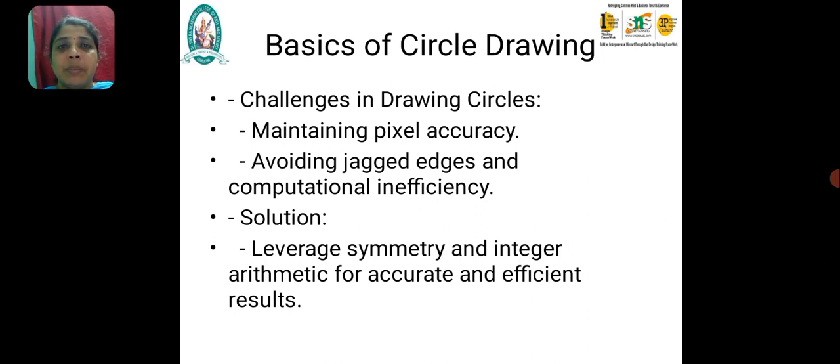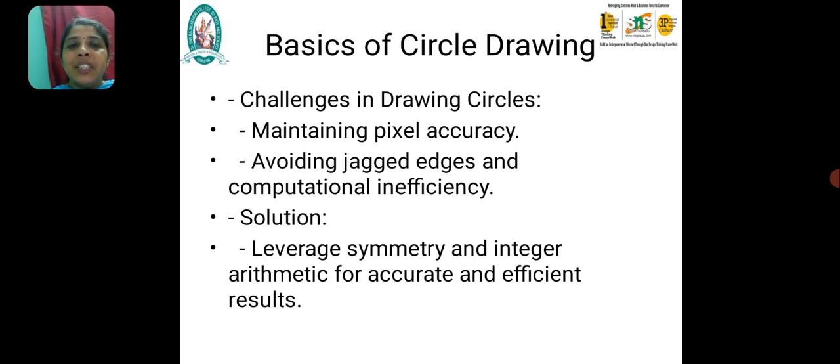Here the word pixel means picture element. Each and every element or object is made up of a number of smaller tiny dots, so we have to maintain pixel accuracy, and then only can we get exact images. So maintaining pixel accuracy is needed. Avoiding jagged edges: jagged edges means the edges should not overlap. They should be in a clear-cut manner, so that we can easily identify the edges of the images.